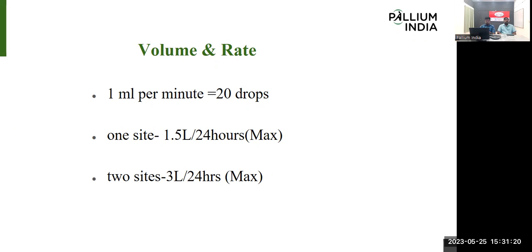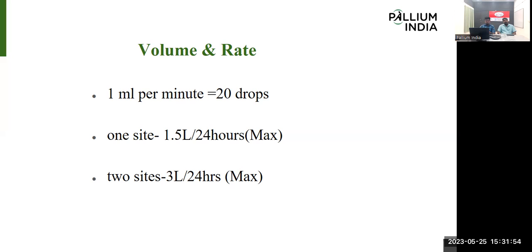If we are giving it as an infusion, 20 drops per minute is the maximum volume. In the first slides, I already told you that up to 3 liters or up to 6 pints of fluid can be given subcutaneously as part of rehydration. Here is the explanation: in one site we can give 1.5 liters or 3 pints of fluid, maximum, within 24 hours.